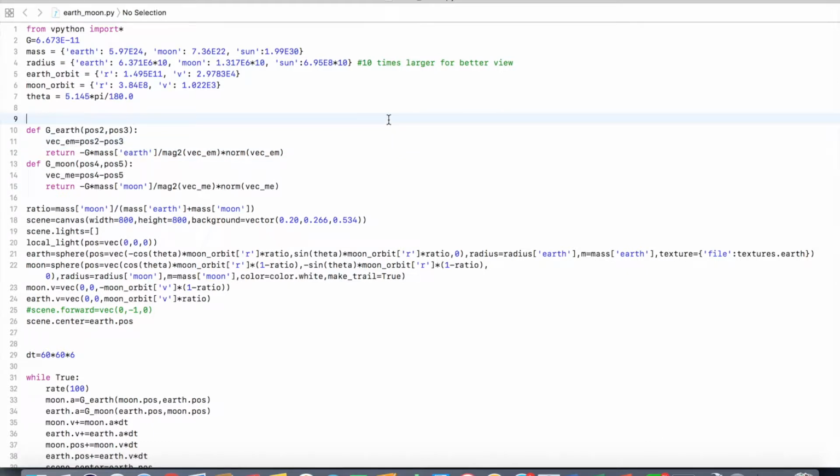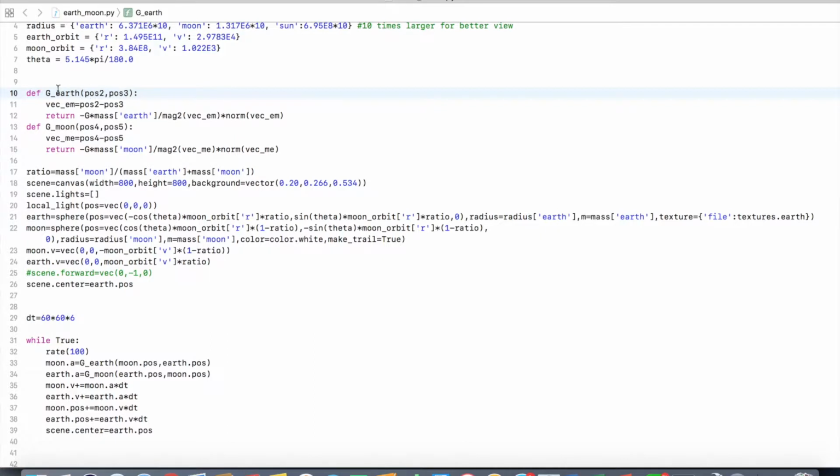So for this simulation there are two key points. The first one is that instead of one object revolving around the other object, the Earth-Moon system is actually two objects revolving around the common axis, and the common axis is their center of mass. So we have to take into consideration both the force acted on the Moon by the Earth as well as the force acted on the Earth by the Moon.